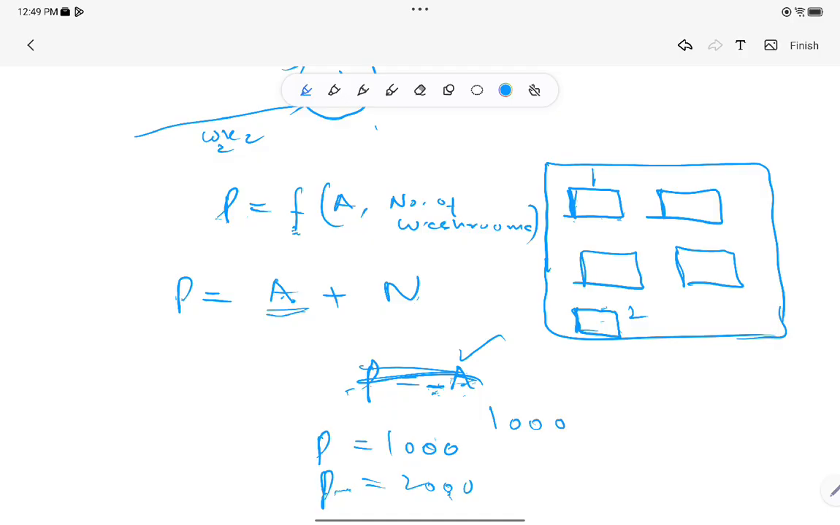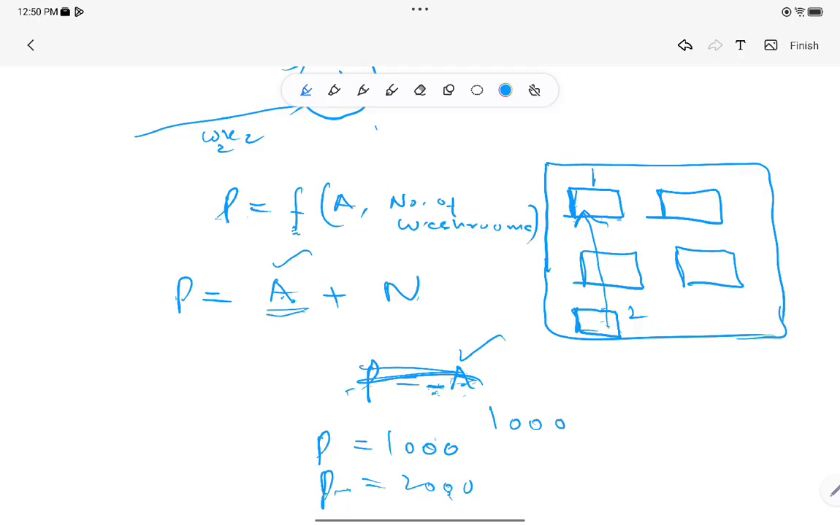The problem is that price depends upon two things: plinth area and number of washrooms. Now, of course, it depends upon two things, but the dependence on this and dependence on this must not be equal. Why? Because suppose area is doubled. Now price may double or may not double, but price will change. Of course, you will agree with me that price will change.